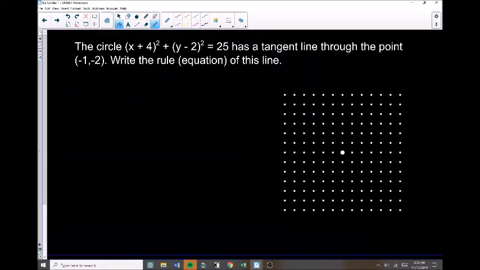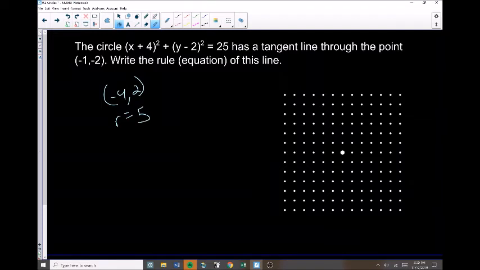A tangent line is a line that crosses a circle at exactly one point, so not what I just drew. Tangent lines have some pretty cool properties that we'll talk about after we graph this. This circle has a center at negative 4, 2, and a radius of 5.